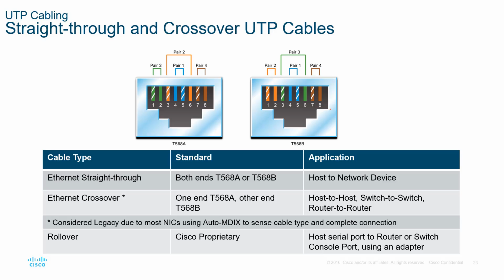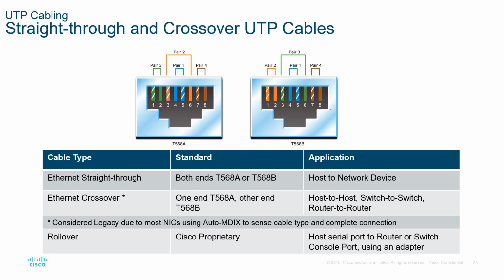What happens when we need to connect a computer directly to another computer? A straight through doesn't work. We have to use a special cable called a crossover. Crossover is standard A on one side and standard B on the other. So crossovers are used with like devices. Computer to computer, switch to switch, router to router will all use crossover cables.